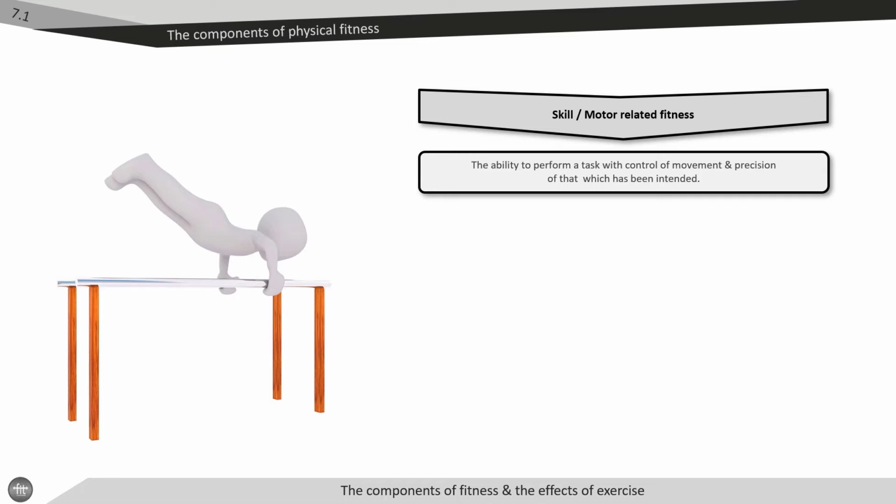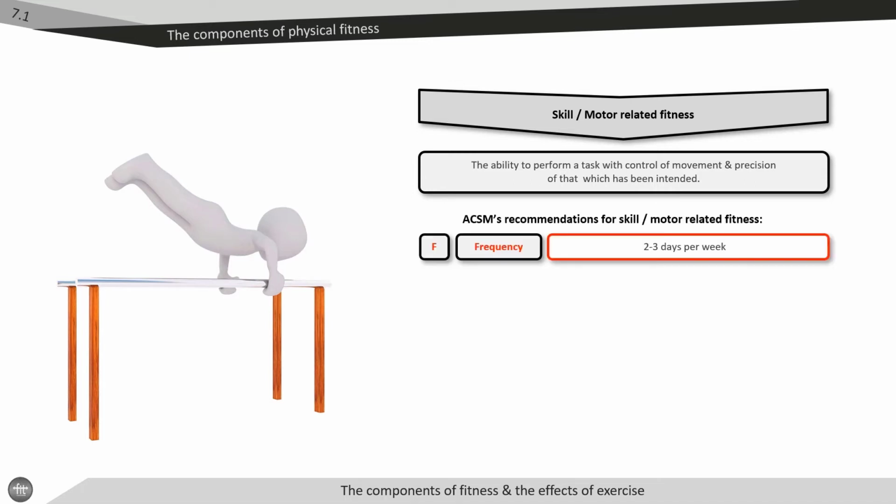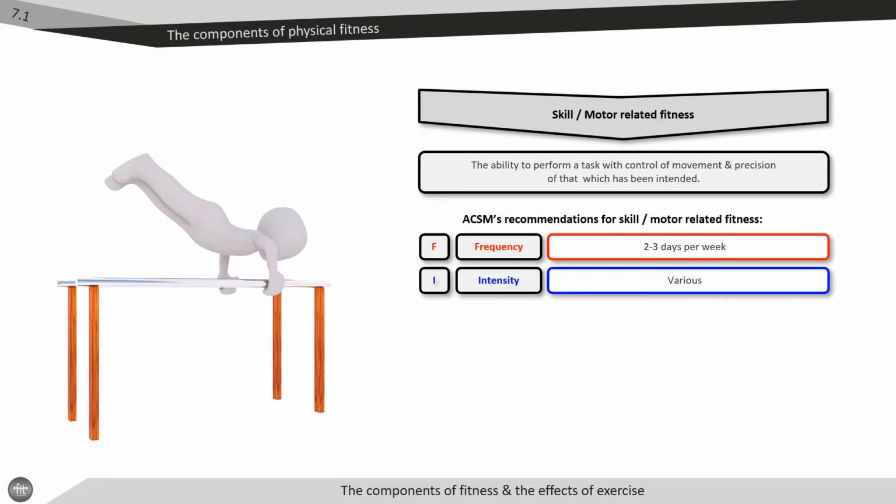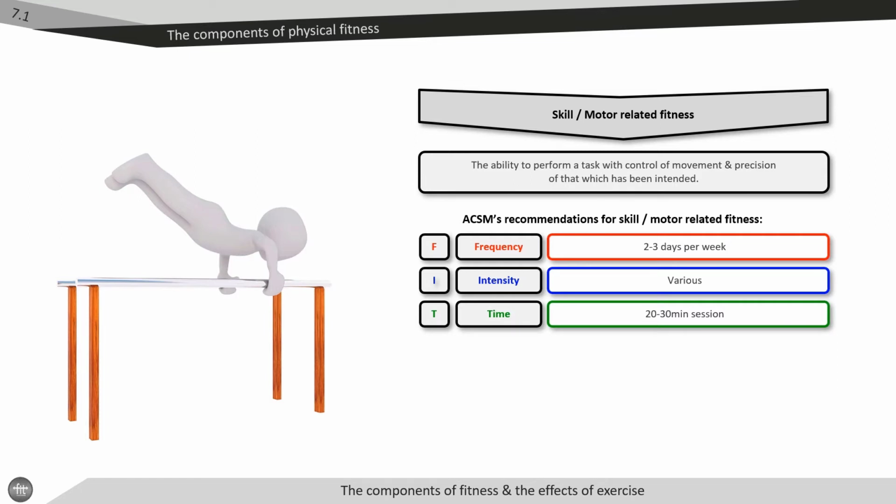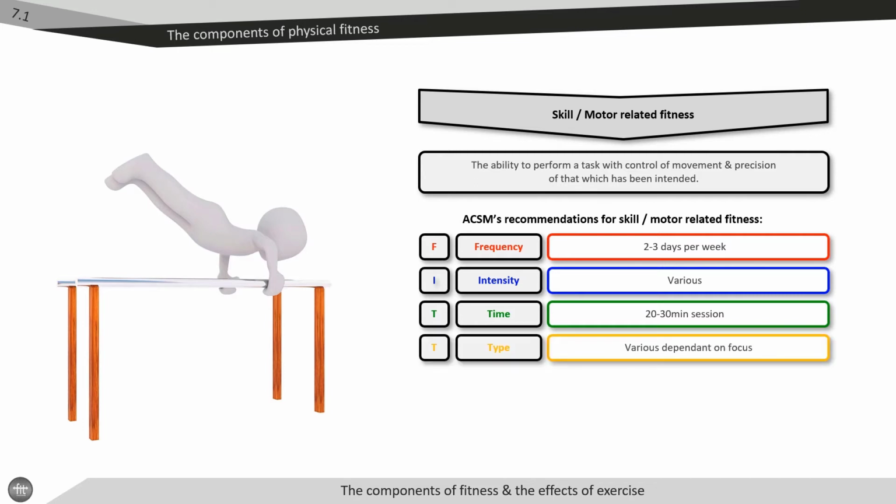To see improvements in specific components, it is recommended that individuals train the component 2 to 3 days a week, ideally every day, at an intensity suitable to the individual's skill set and experience. Individuals should aim to achieve between 20 and 30 minutes on the particular skill throughout the session to see improvement, with the type of activity or exercise being specific to the requirements of the skill.